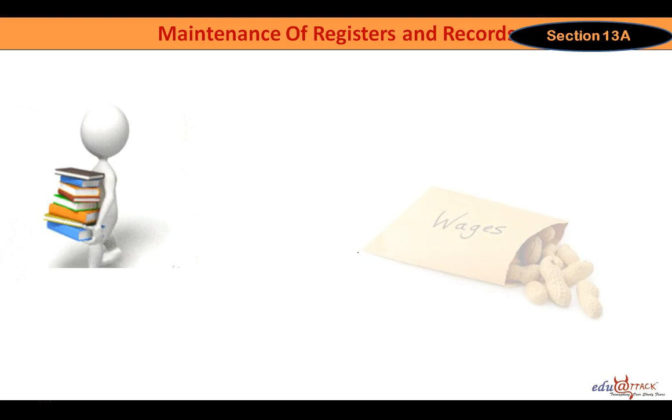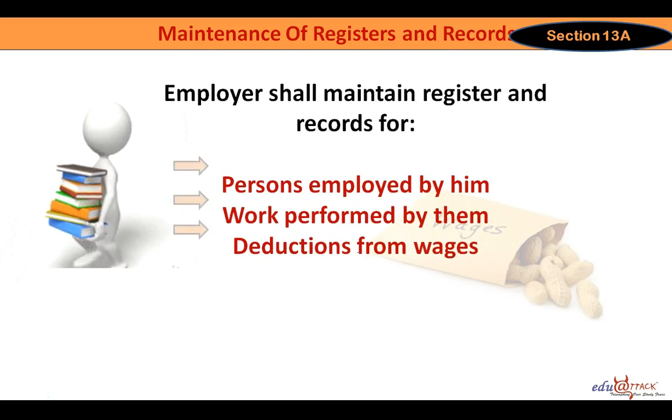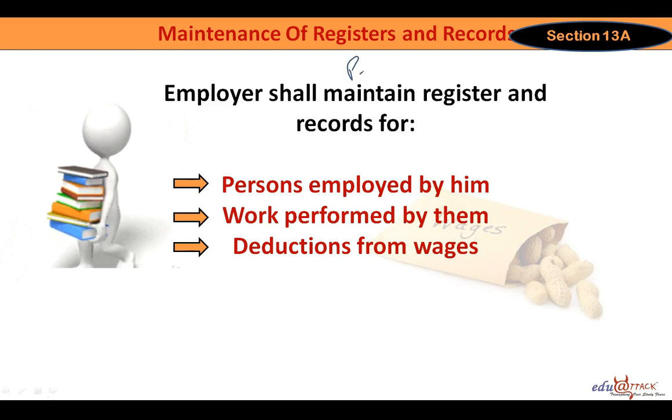Now Section 13A, maintenance of registers and records. Employer shall maintain registers and records. Basically, registers and records are the main proof for any company or any organization. So Section 13A in the Payment of Wages Act is saying that every employer shall maintain a register and records for persons employed by him.